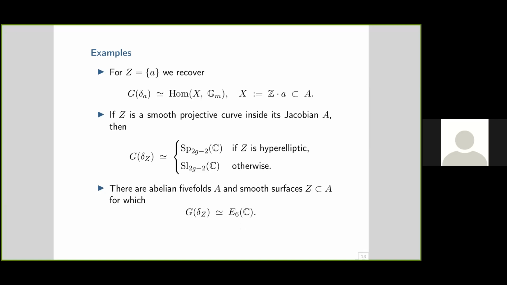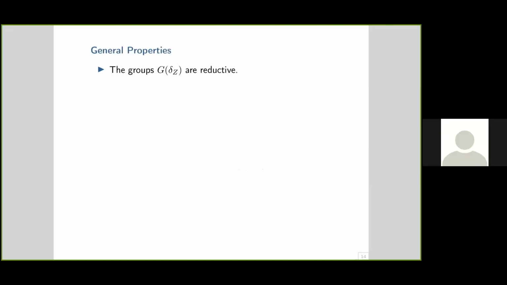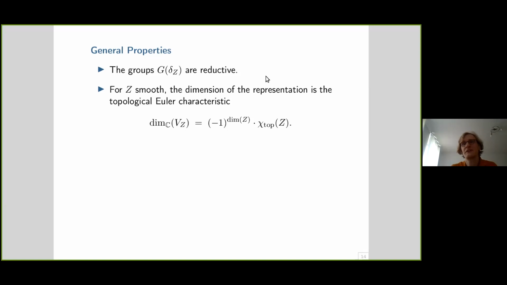So do we know the dimension of the representation? Yes, that's a good question. That's, I guess, on the next slide. So this is a topological information about Euler characteristics. So the first observation is these groups are reductive because these D modules are simple, so that the representations are irreducible. But we also know the dimension. The dimension is the topological Euler characteristic of the subvariety.